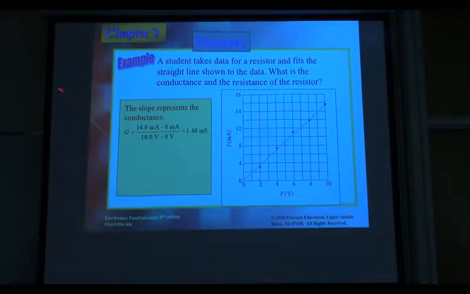The resistance will be equal to just 1 over this one, or you can use just this one divided by this one. So they are reciprocals. The reciprocal of the conductance is the resistance, so it equals 1 over G. Equals 10 divided by 14.8 times 10 to the negative 3, which equals 676 ohms.